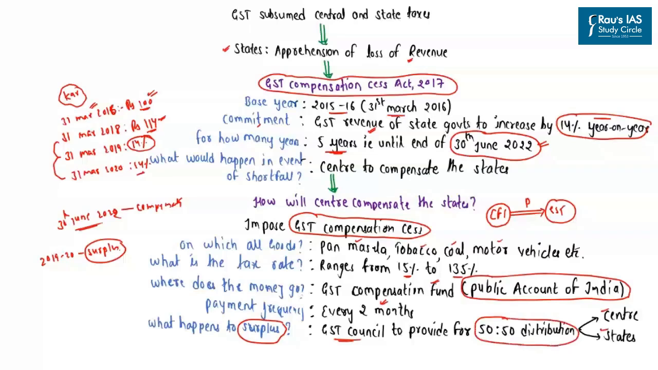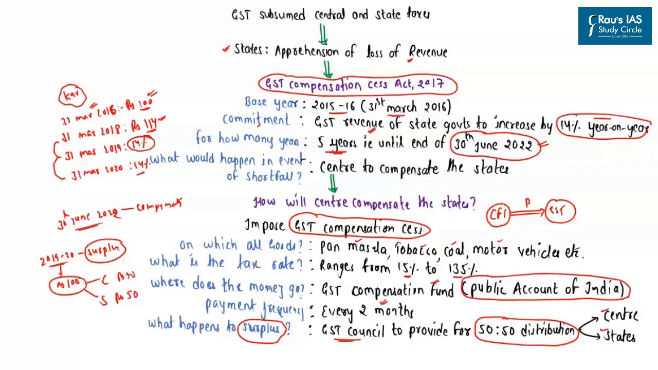For example, let's say by the end of the financial year 2019-20, we had 100 rupees in the GST compensation fund, and this was a surplus amount. So here automatically it does not get transferred to the center and states. So here the GST Council will pass a resolution that 50% of this amount will go to the center and 50% will go to the states. So 50 rupees will go to the center and 50 rupees will go to the state governments.